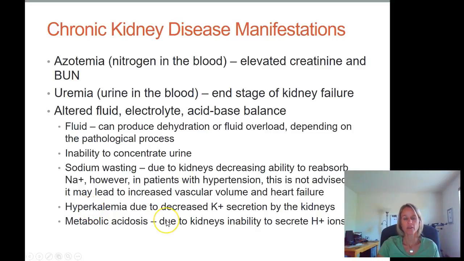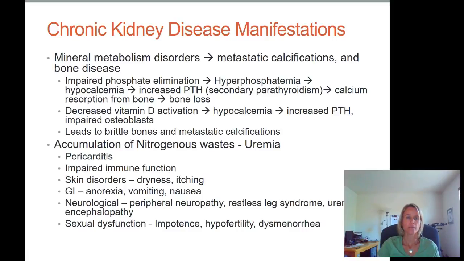Hyperkalemia, remember, because the kidneys function to secrete potassium. So if they fail, they're not going to secrete enough potassium. Metabolic acidosis due to the kidney's inability to secrete hydrogen ions. Mineral metabolism disorders, we can get metastatic calcifications and bone disease. So if we have impaired phosphate elimination, that leads to hyperphosphatemia, that causes hypocalcemia, and that's going to lead to increased parathyroid hormone secretion. This is called secondary hyperparathyroidism. And that's going to result in calcium reabsorption from the bone and greater bone loss.